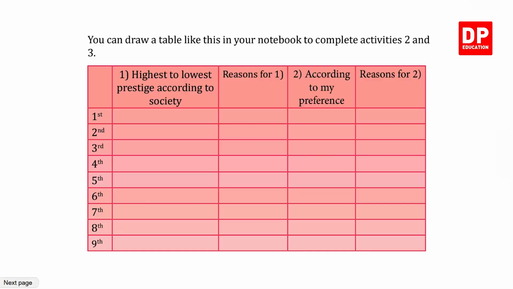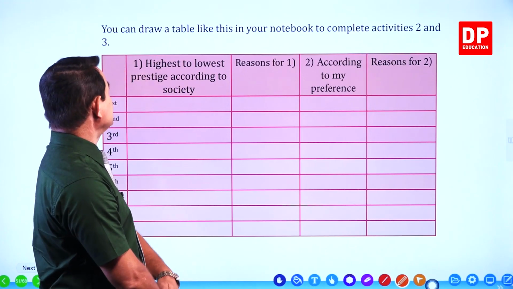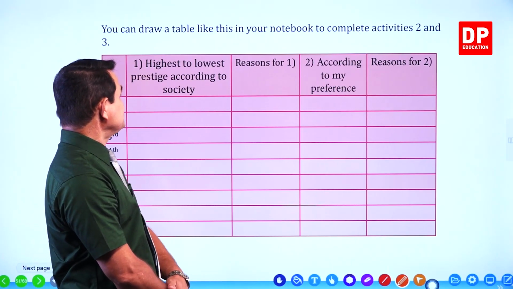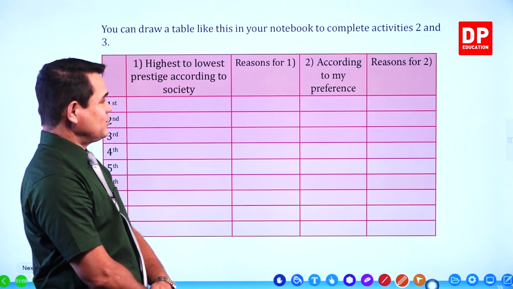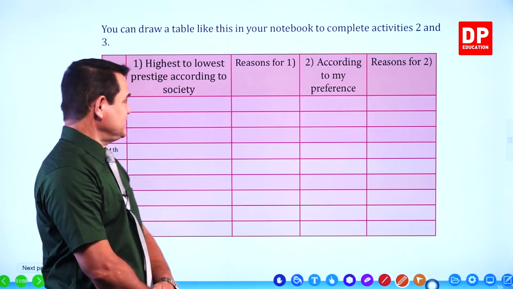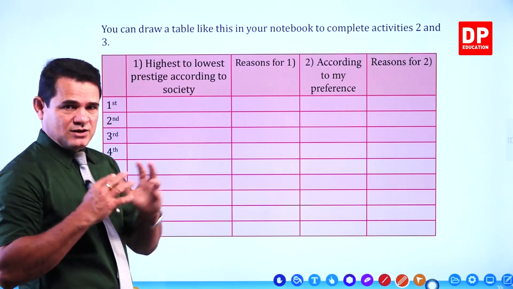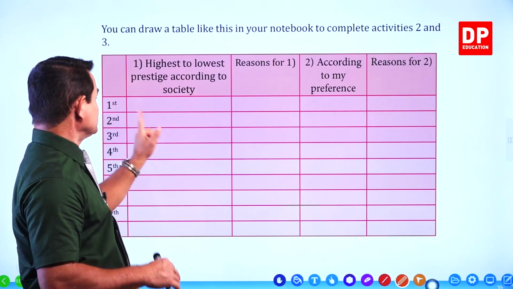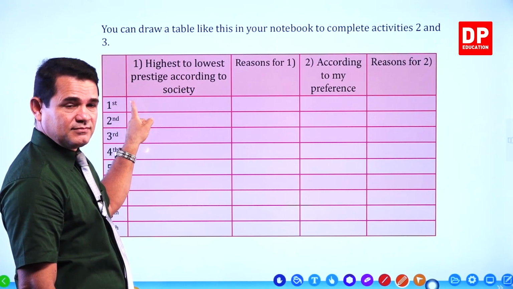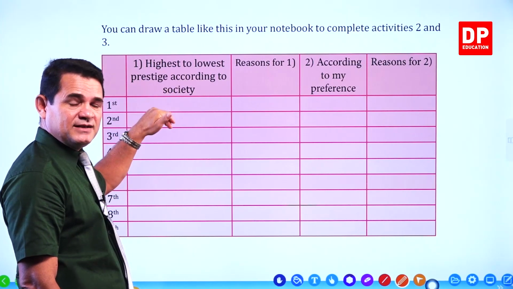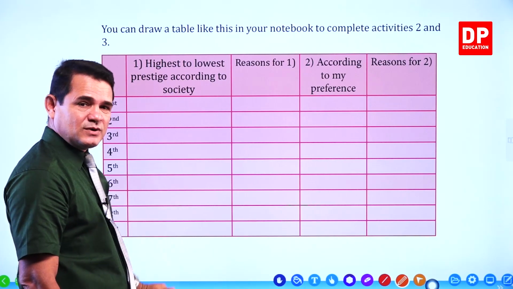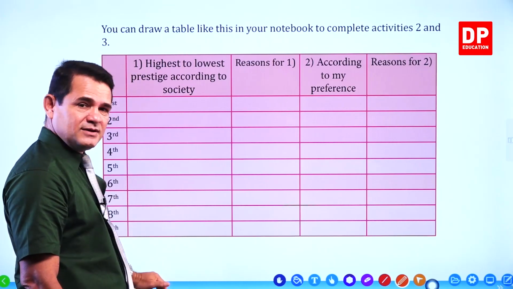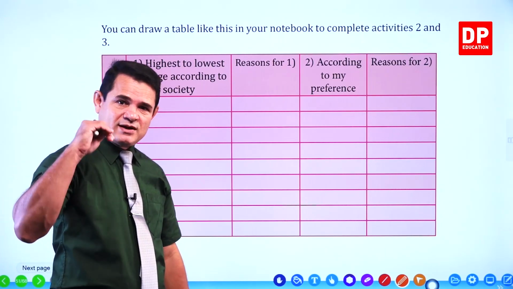Okay, then you can draw a table like this in your notebook to complete activities 2nd and 3rd, right? That means highest to the lowest prestige according to society. දැන් ටික කරන්න ඔක්කොම එකම ටේබල් එකකට ගන්න පුළුවන් මෙන්න මේ විදිහට. ඒ කියන්නේ සමාජයේ පිළිගැනීම අනුව highest to the lowest, highest, first, number 1 මොකද්ද ගන්නේ? Is it medicine or engineering, law, like that? You put this one. එතකොට study programs ටික මෙතන දානවා සමාජයේ පිළිගැනුමට අනුව number 1.